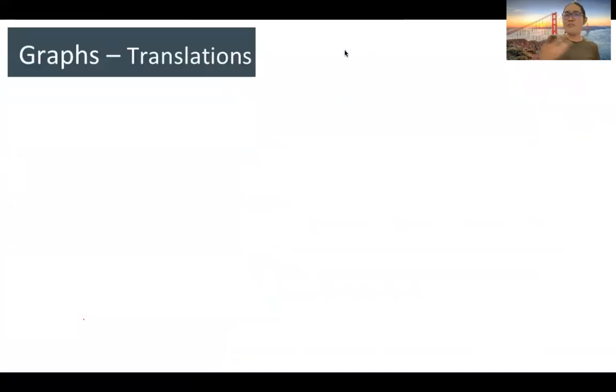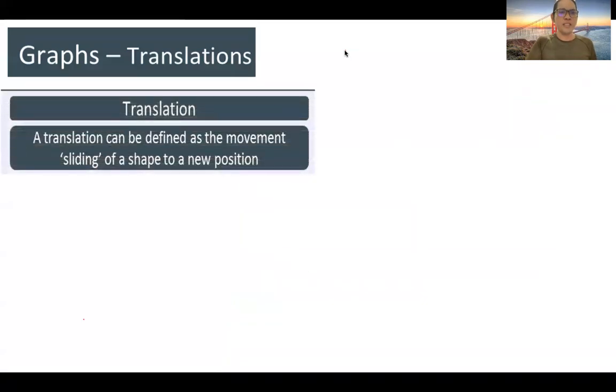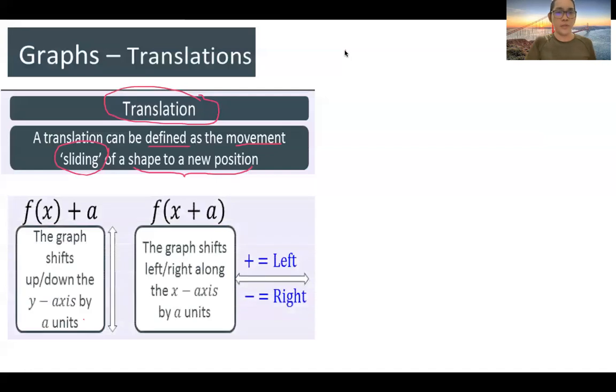So let's start with the graph of the translations. The translation can be defined as the movement, sliding of a shape to a new position, as I have mentioned several times in the previous video that we had.